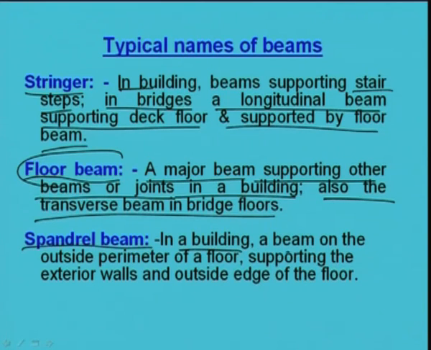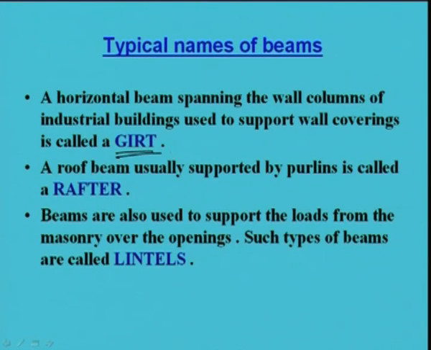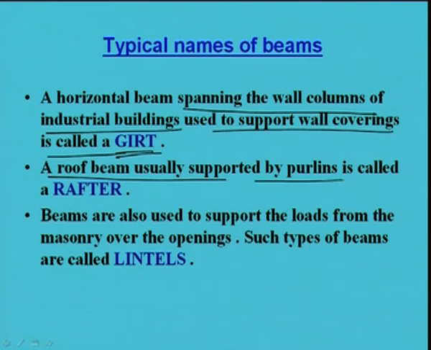In a building, a beam on the outside perimeter of a floor supporting the exterior walls and the outside edge of the floor is called a spandrel beam, right. Another is girt. A horizontal beam spanning the wall columns of industrial buildings, used to support wall coverings, is called a girt, and a roof beam usually supported by purlins is called a rafter. So, when a roof beam is supported by a purlin, that roof beam is called a rafter.